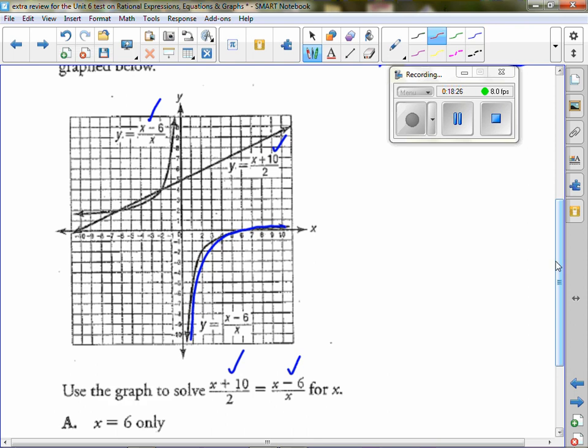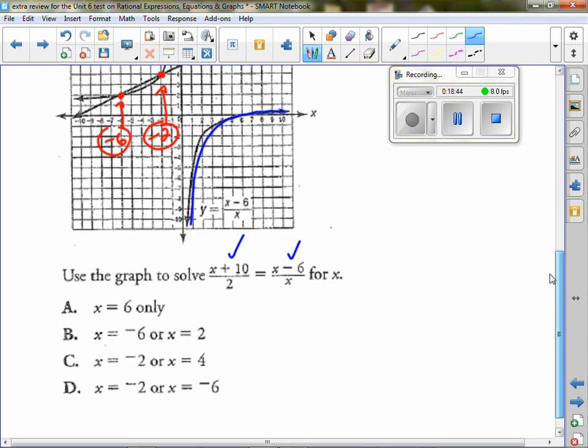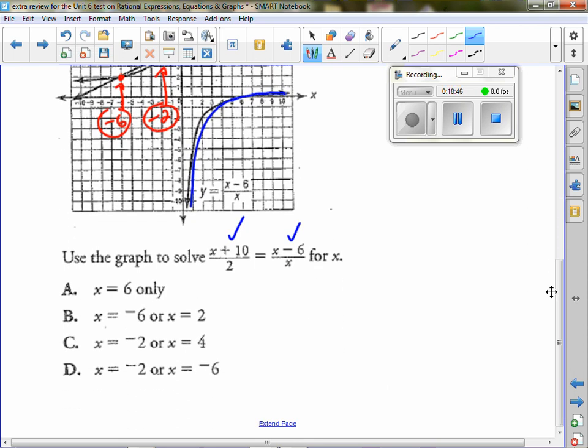We have a line and a curve. Looks like they're intersecting here and there. So I'd say at about negative 2 is the first intersection. Something about negative 6, because that's what x is when they are intersecting. So negative 2 and negative 6, or something close to that. So the answers. There we go, negative 2 and negative 6, letter D.